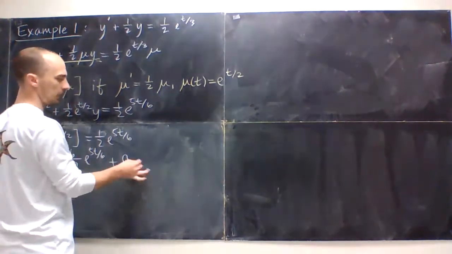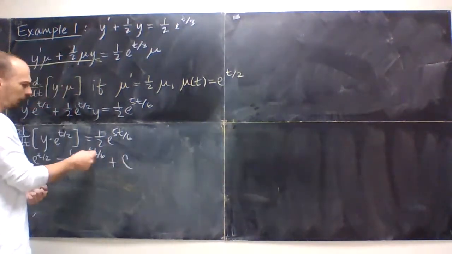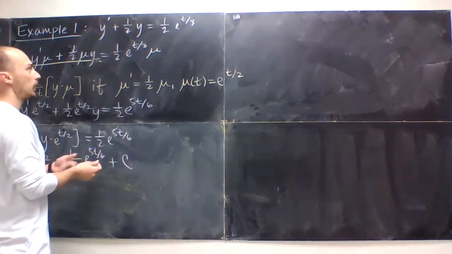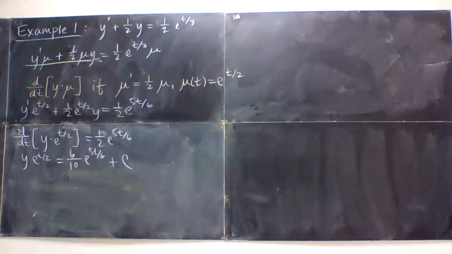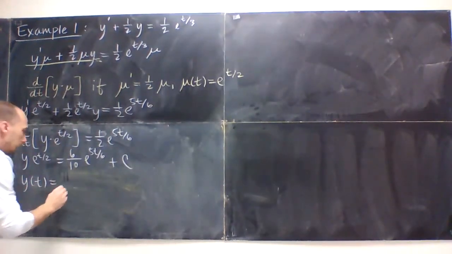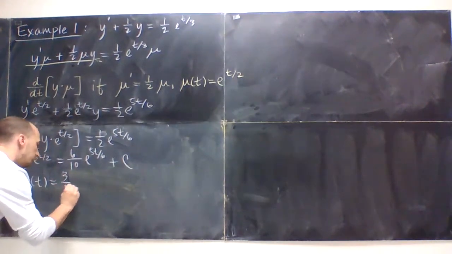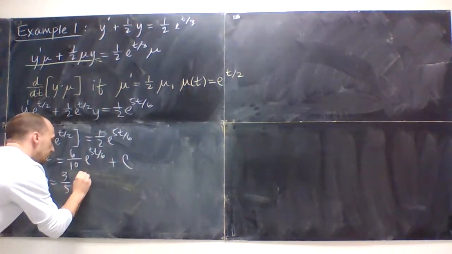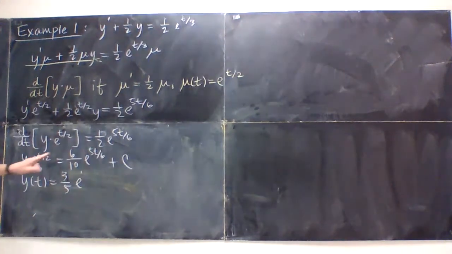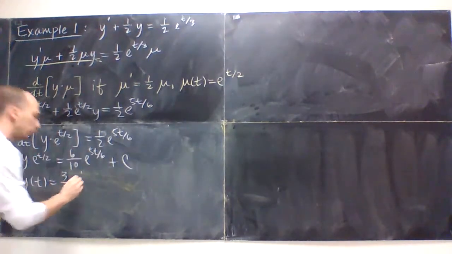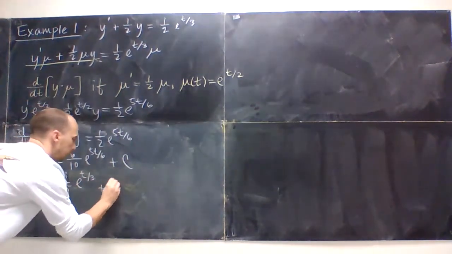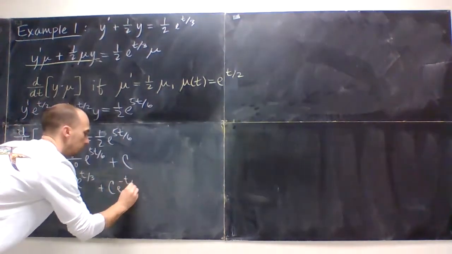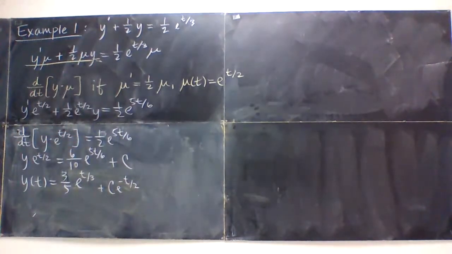I can just say c e to the negative t over 2, and then I'm going to subtract away those powers of e that I'd added in. So I'm going to have y of t equaling 6/10, which is 3/5, e to the, well, okay, if I took 5t over 6 and I subtracted t over 2, I'm going to have t over 3 left, plus c e to the negative t over 2. Okay.